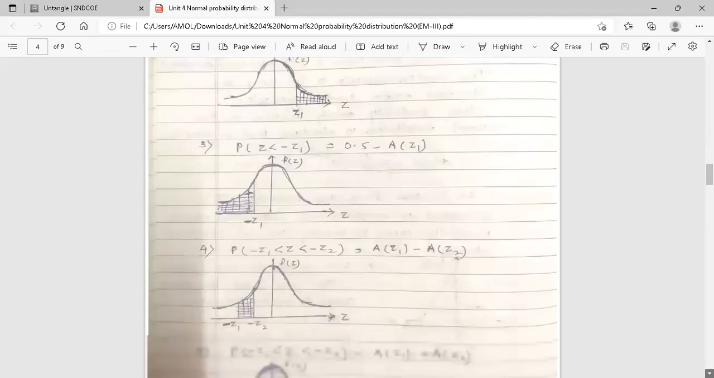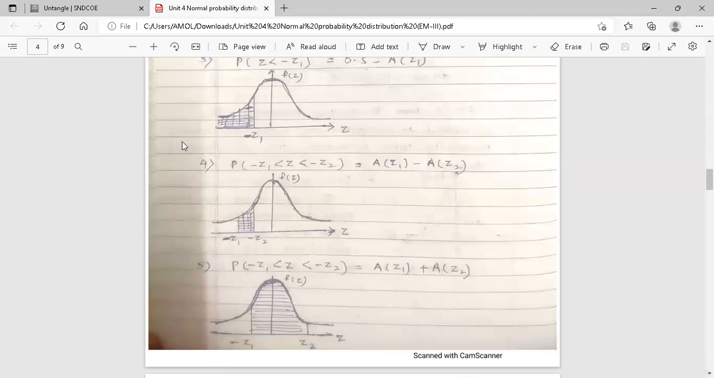Okay. Now the next is to find the probability between minus Z1 and minus Z2. Means both Z1 and Z2 are negative, then they both will be on the LHS side of the curve, minus Z1 and minus Z2. Now find the probability between these two. So the probability between these two is this shaded portion. So you calculate the area of this shaded portion.